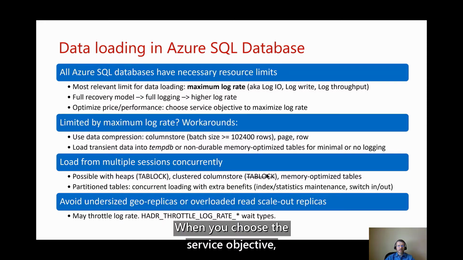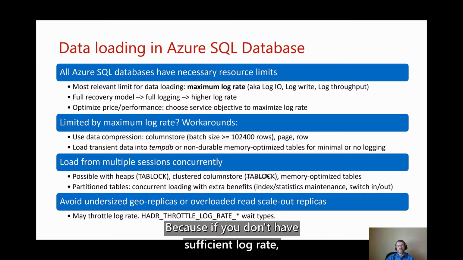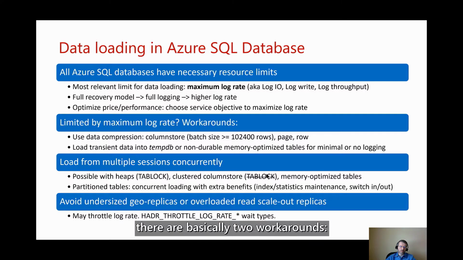So when you choose a service objective, make sure you choose something that gives you sufficient log rate, right? Because if you don't have sufficient log rate, there are some workarounds, and we'll go over that. But fundamentally, you should choose something that is both acceptable from the price perspective and has sufficiently high log rate for your workloads. So if you're limited by maximum log rate, there are basically two workarounds.